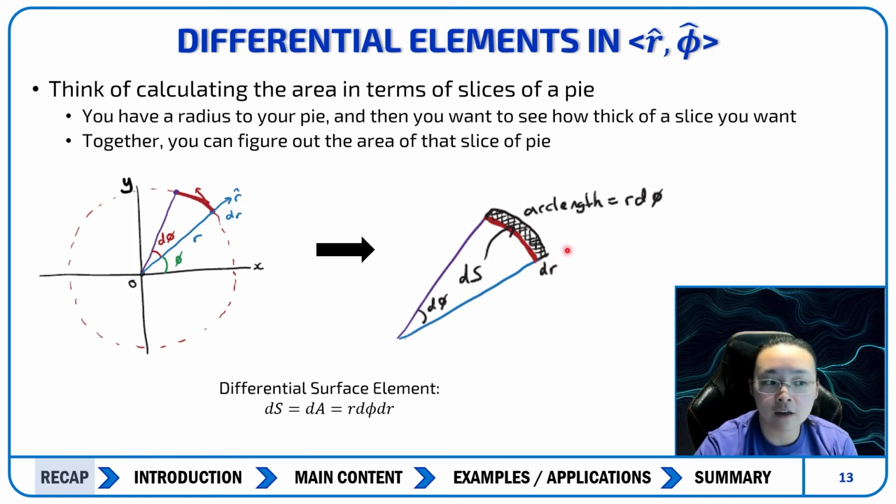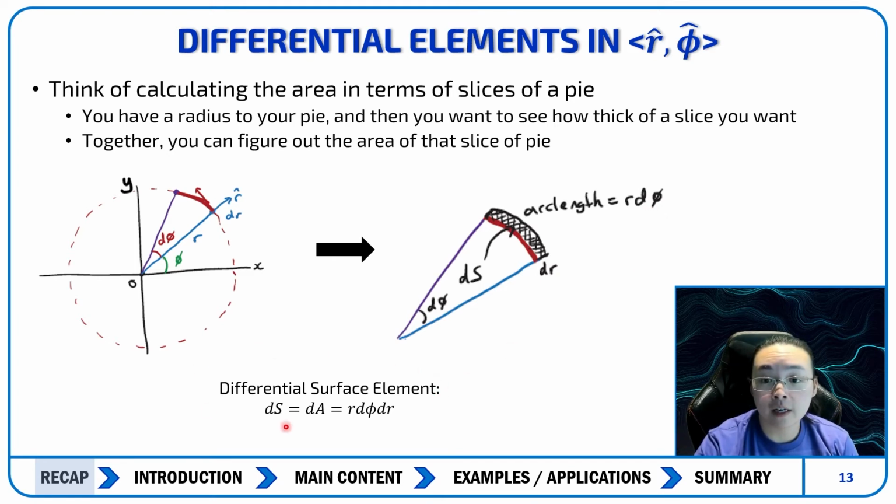The side length here is a change in radius, so I call that dr. But the curved length here is no longer straight, so that means I have to figure out an arc length. And the arc length is defined as r, the distance away from here, times the change in angle. So r times d phi will give us the arc length. That should be something you're familiar with already from angular momentum studies in physics 1 and 2.